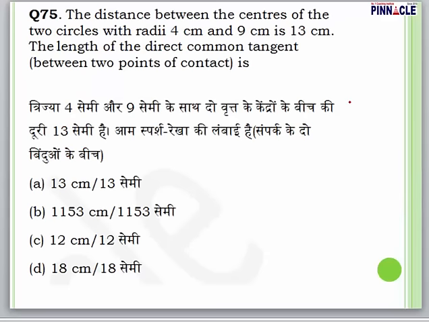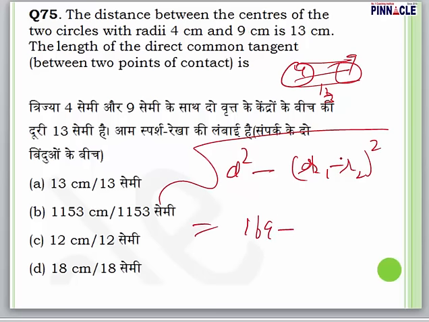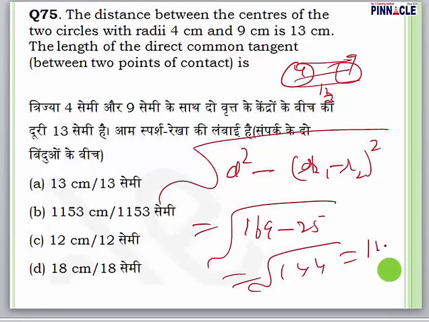Question number 75. Now the question is given: if the distance between the centers of two circles with radii 4 cm and 9 cm is 13, then find the length of the direct common tangent. These are 4 and 9, and this is 13. We have to find the length of this. The formula for this would be the root of D square minus R1 minus R2 whole square. So D square is given, that is 13 into 13, 169, minus 9 minus 4, that is 5, square of 5, 25. And you can say 144, root means 12. 12 should be the answer.